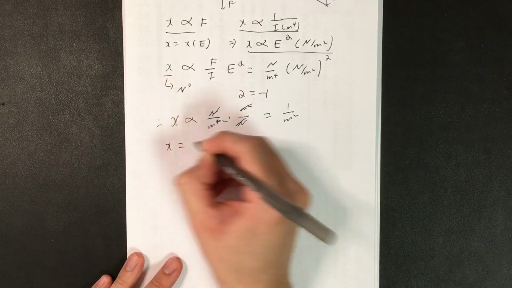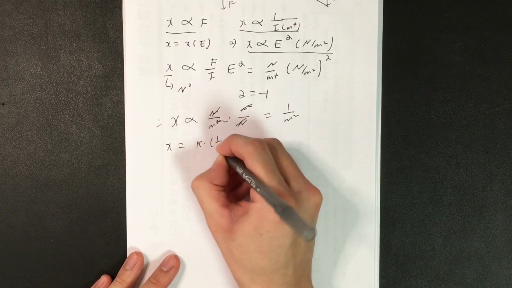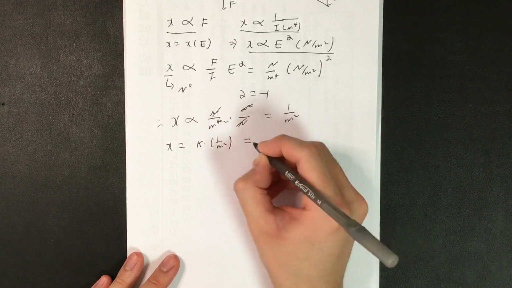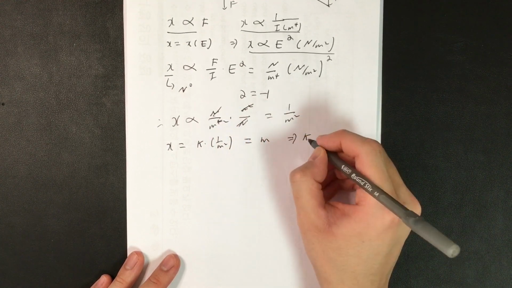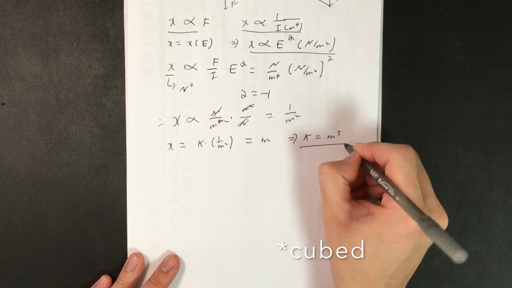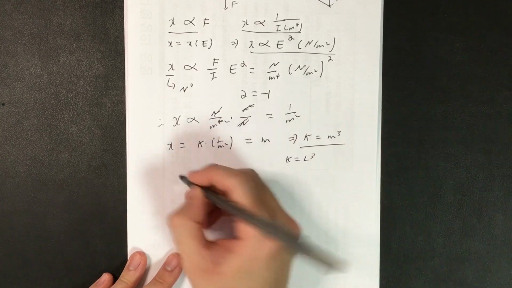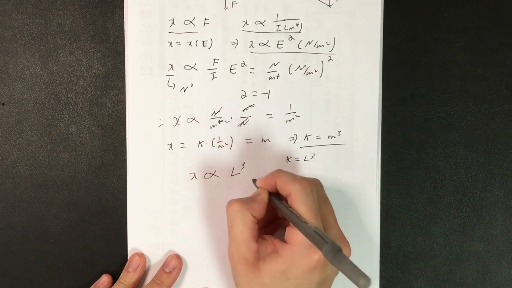This means that x equals some value k times 1 over meter squared, in which this should lead to meter. And therefore, the unit of k equals meter squared, in which from this we can infer that k equals L cubed, and therefore x would be proportional to L cubed.